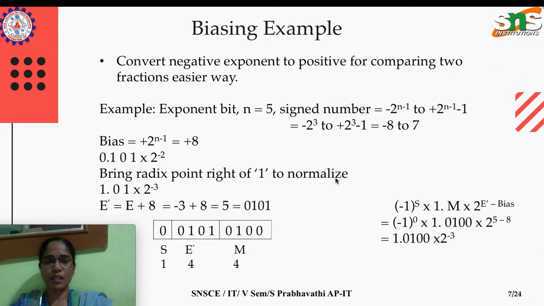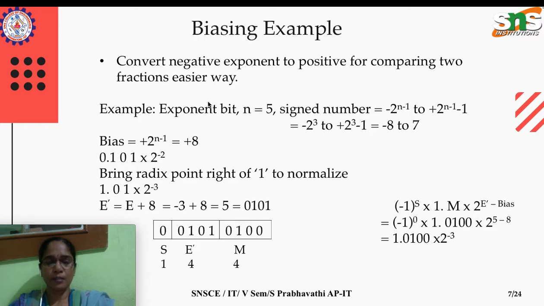I will take you to the next slide for an in-depth understanding of biasing. Biasing is mainly to convert the negative exponent to positive, so that the computer system can compare the two fractions in an easier manner. As we saw in the previous topic, 10^-4 and 10^5: comparing those is quite difficult for the computer system, so a number is added so that the comparison is done quickly. Let's have an example. This slide will give you a clear understanding of what the biased exponent is.